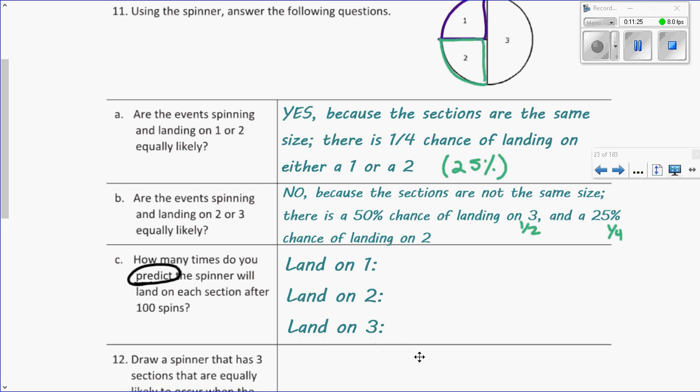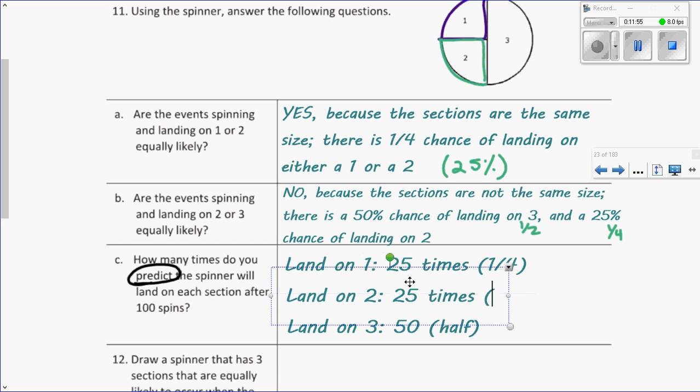The first one I would do is the land on 3, since that's half. Okay, so how many times would it land on 3? It would be half of the times, which is 50. And you can even put half in parentheses if that helps. Okay, then the other 50 times would be split between the 1 and the 2. So I would say that each one of those would be 25. 25 times, which is 1/4. And then same thing with landing on a 2, 25 times. And how can we check that that makes sense? It should add up to 100.